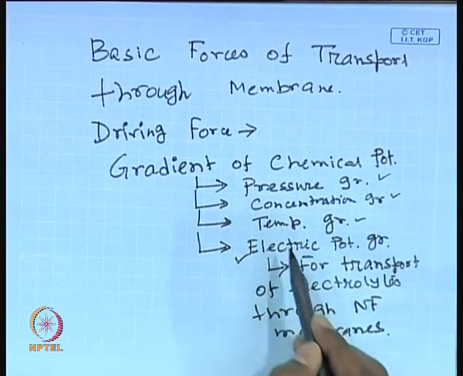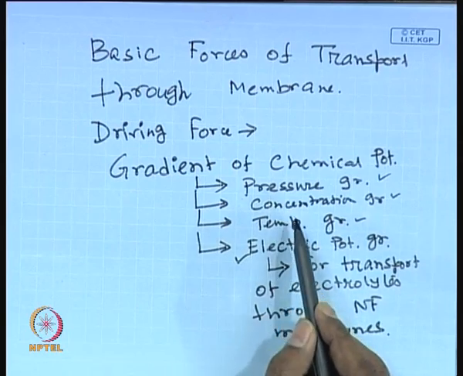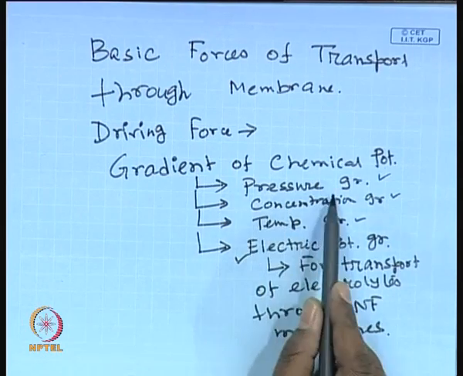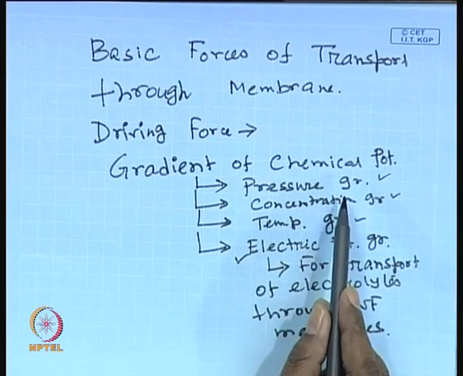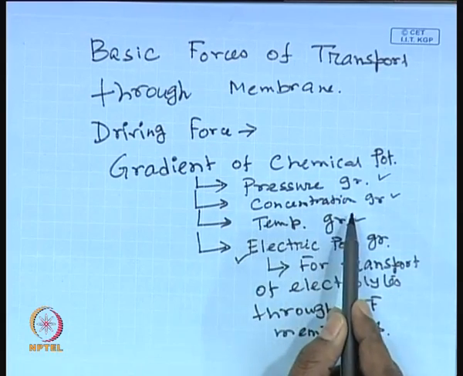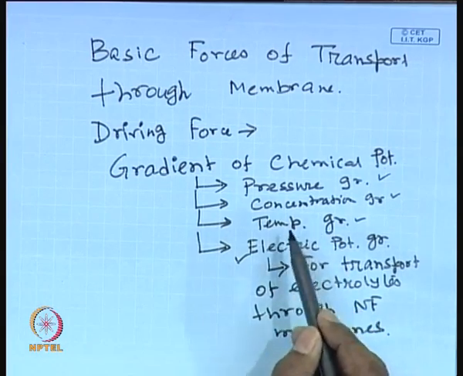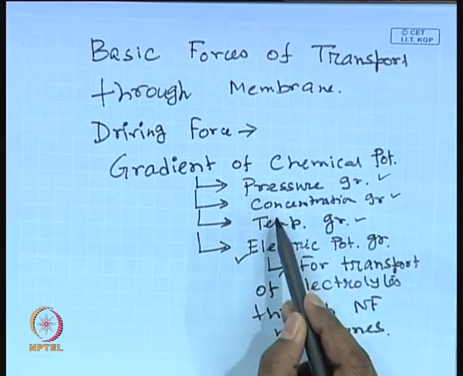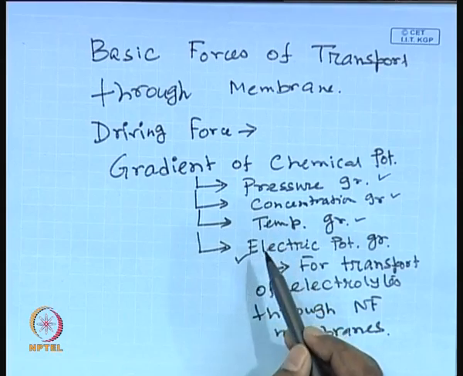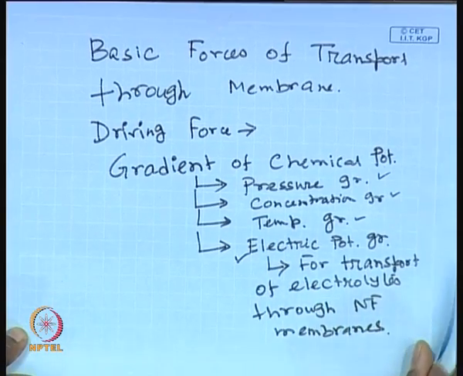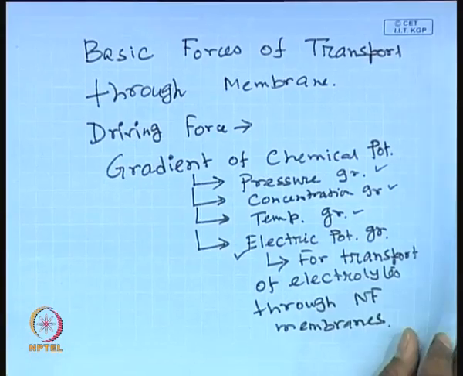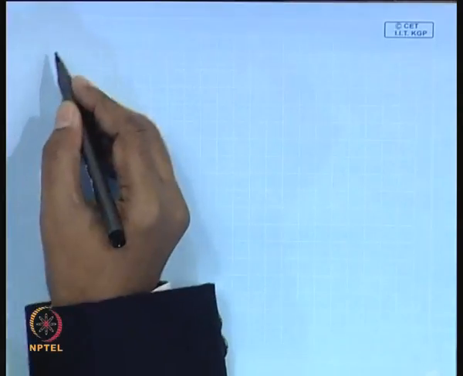Now, among these three, for a neutral solute, there may be one driving force present, that means a pressure gradient may be present, a concentration gradient may be present, or a temperature gradient may be present individually, or maybe two of them or all three together. Now, the various transport laws through the membranes are classified into several categories.